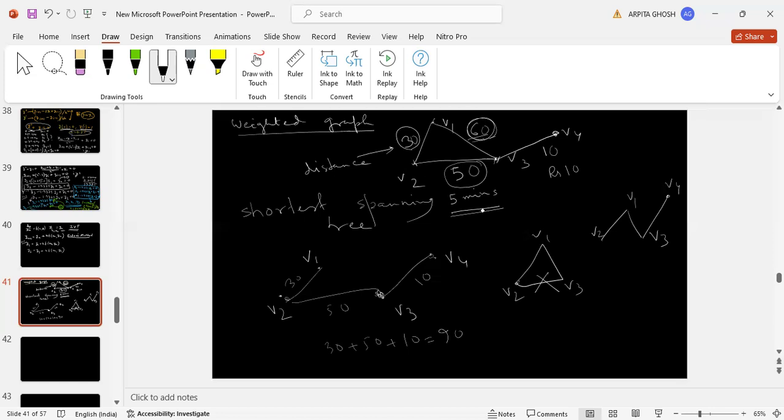Another way is, do not join this 50 units. 30, then 60 plus 10. So 60 plus 30, 90 plus 10, that will take 100. That weight will be 100, which is greater than 90. So we are not going to join this 60. We are not joining this 60.